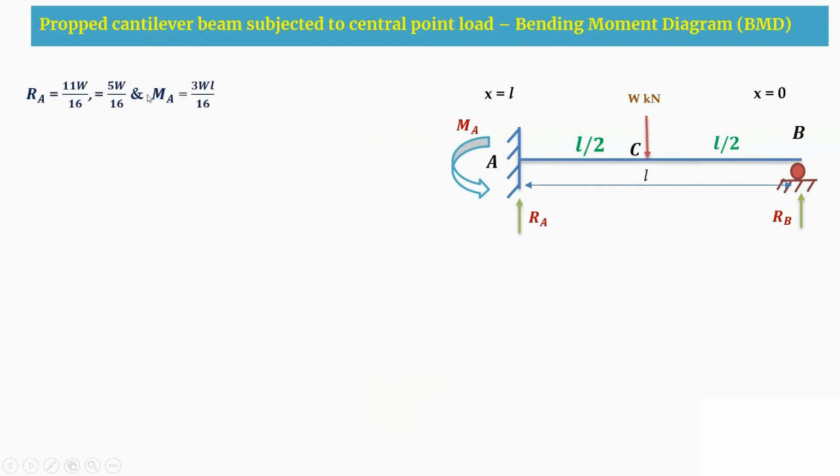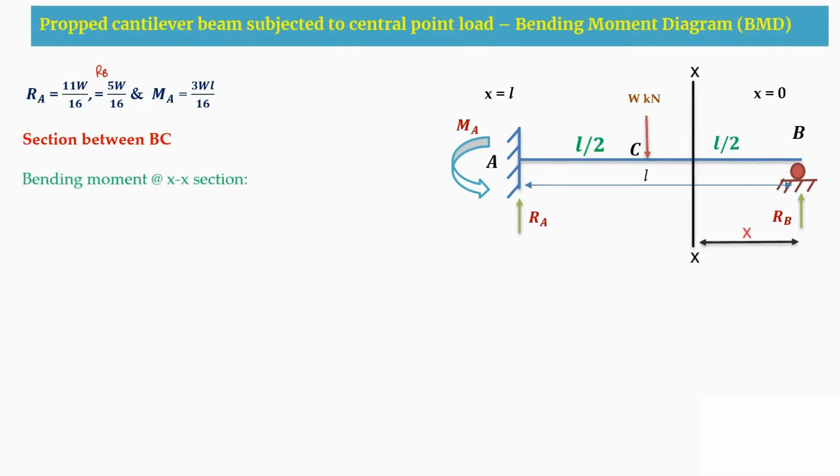So these are the reactions we found in the previous slide. This is your RB, so RB is 5W by 16. And when we took a section in this BC segment, this is the XX section, which is at a distance x from B.